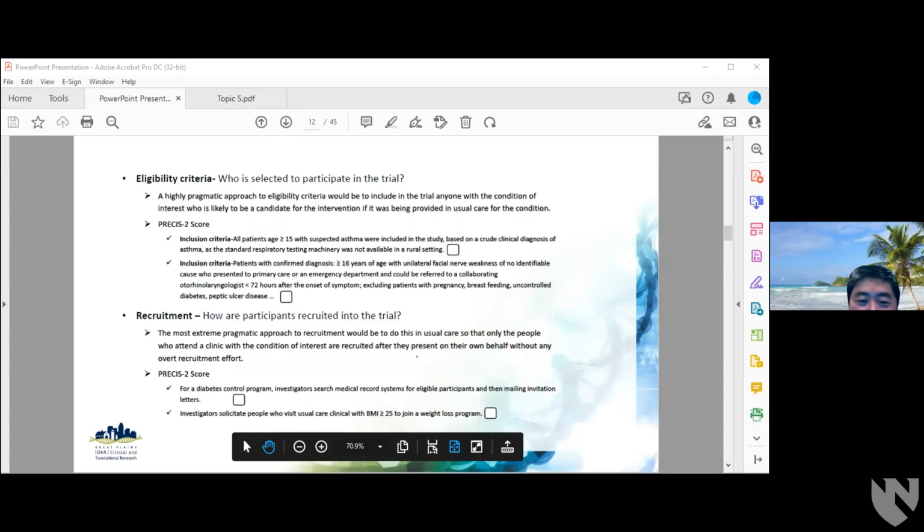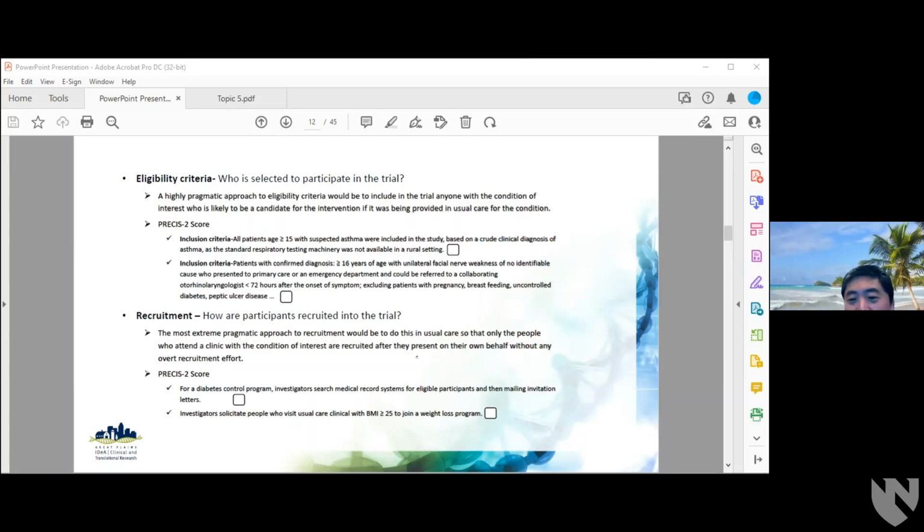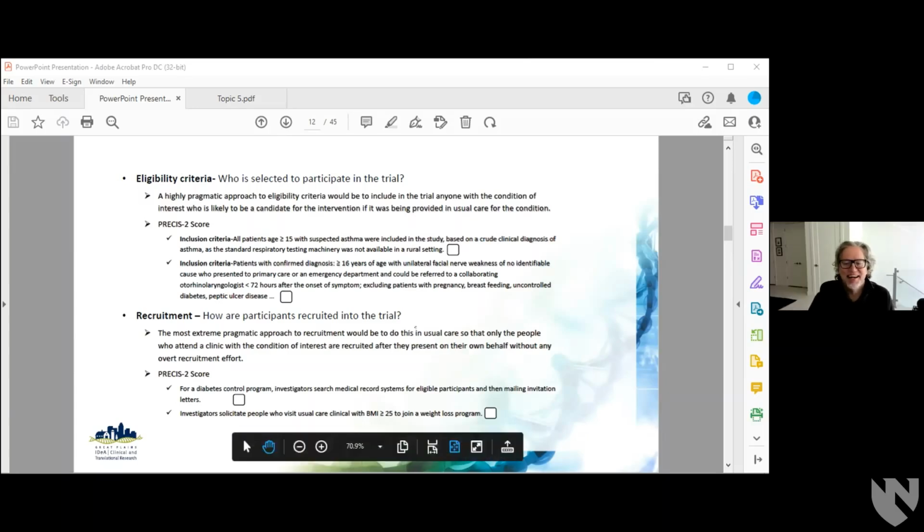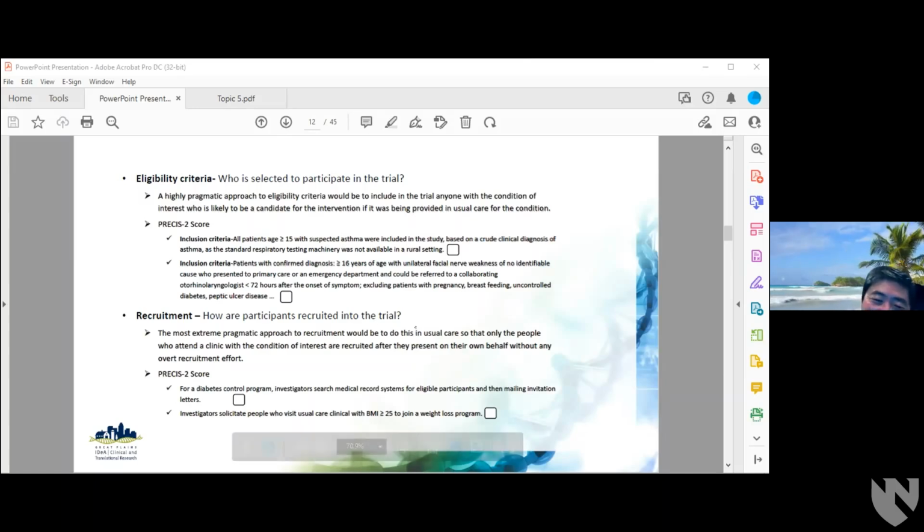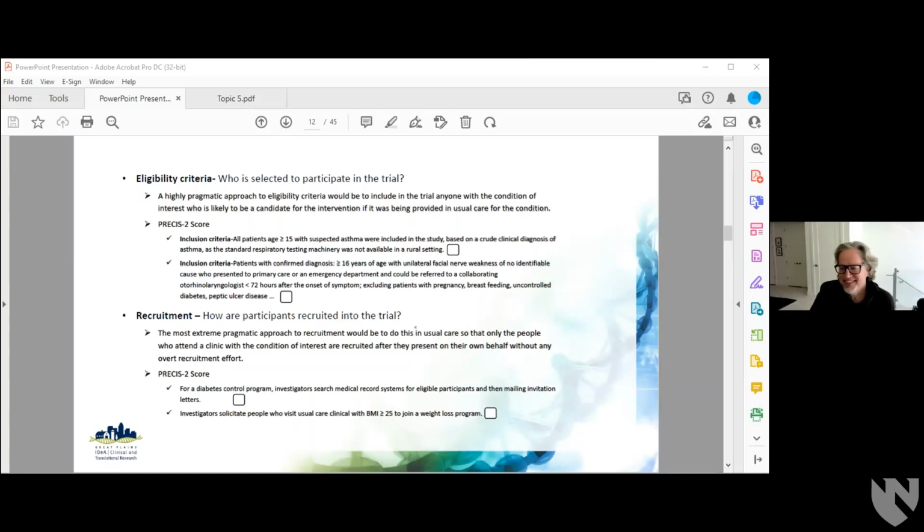The investigators solicit people who visit usual care clinics with BMI greater than 25, and they try to join the weight loss program. What do you think? Is it pragmatic or explanatory? That's pretty obvious, isn't it? Quite funny. What do you think? It's very pragmatic. Yeah, I could give that one a 3.